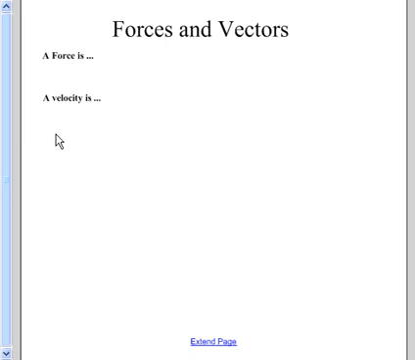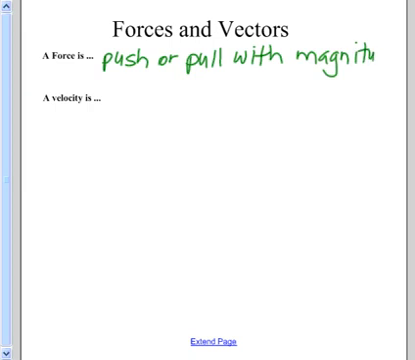This day 2 lesson is back to vectors and forces. We are going to start by discussing the fact that a force is a push or a pull with magnitude and direction. Okay, so a force pushing your toboggan, pulling a piano across a room would be a force measured in newtons. A velocity is a speed with direction.